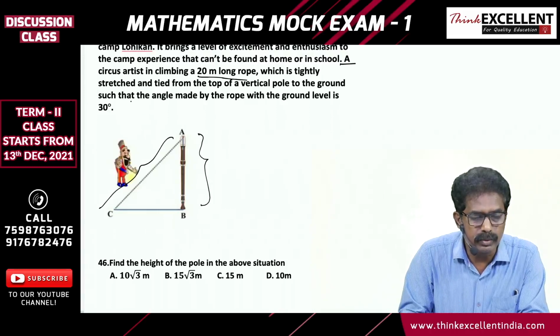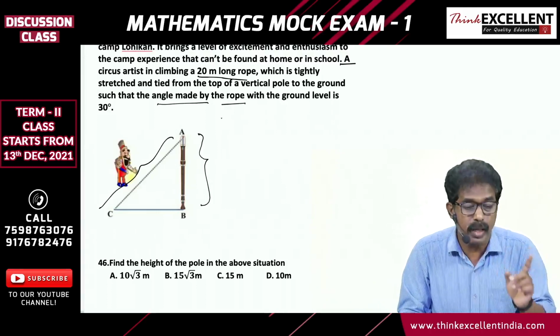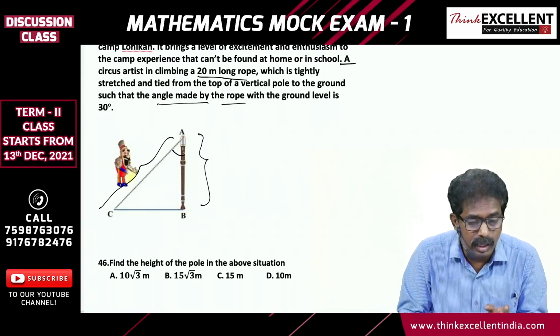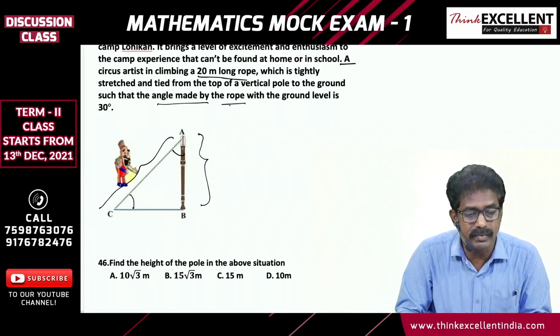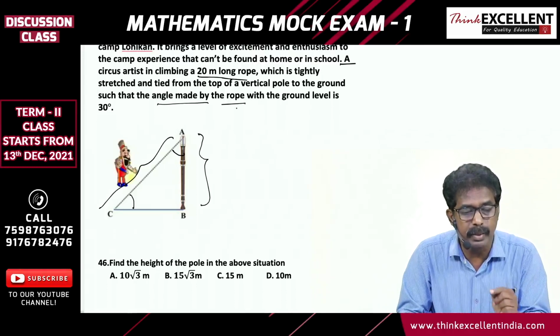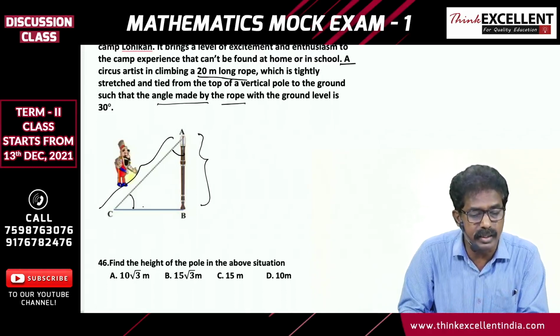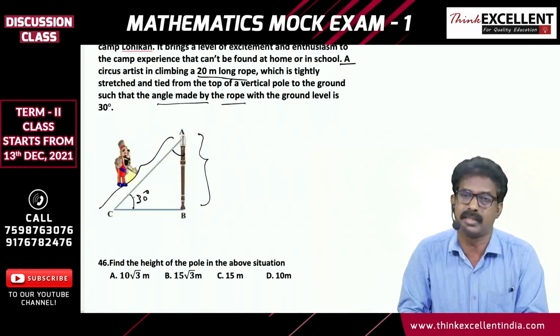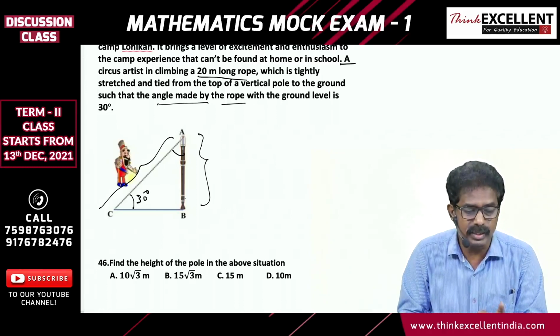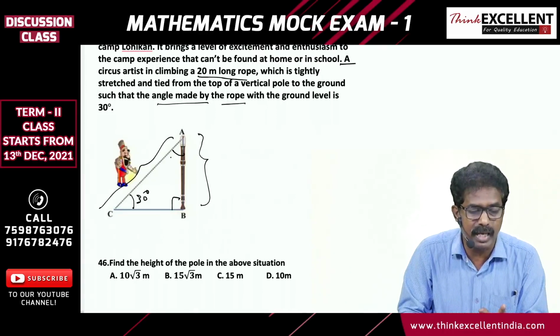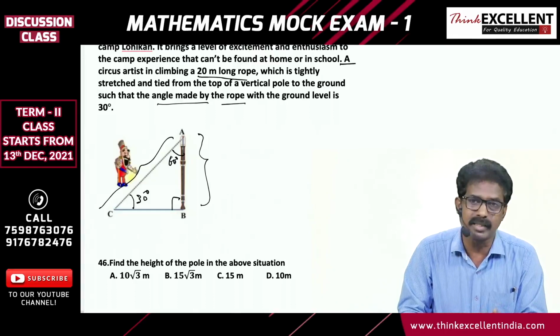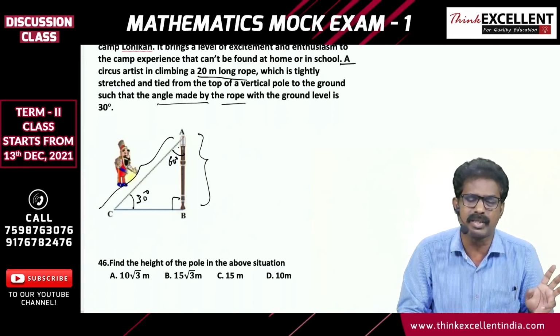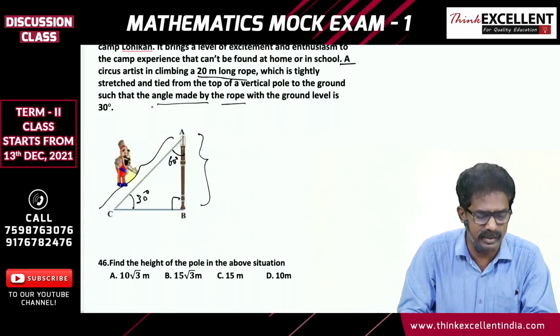Tied to the ground. The rope makes two angles, one with the pole, another one with the ground. See what is given here. Angle made by the rope with the ground is 30 degrees. So that means this angle is 30 degrees. Now you know, this is 90, this is 30. What about angle A? It is 60, right? In the diagram we mark everything. Then now we see what are the things they asked.